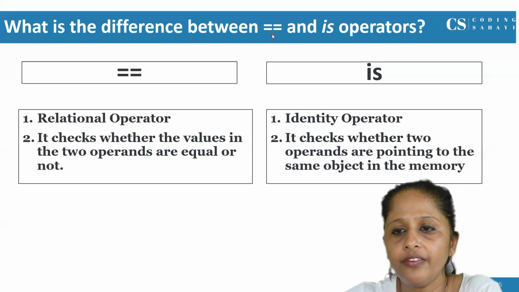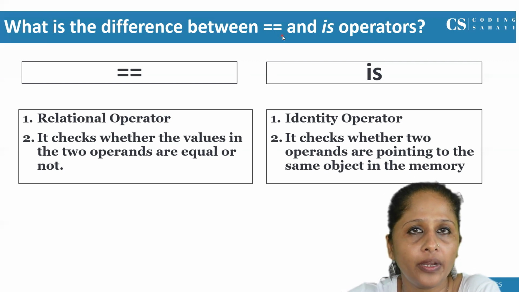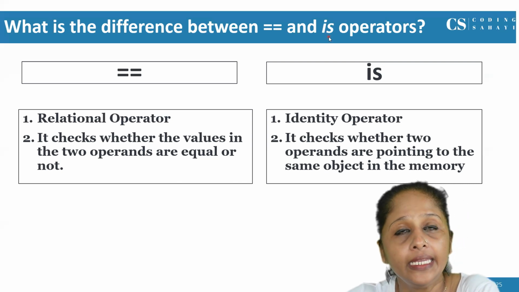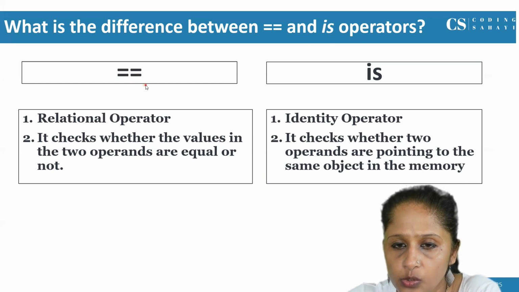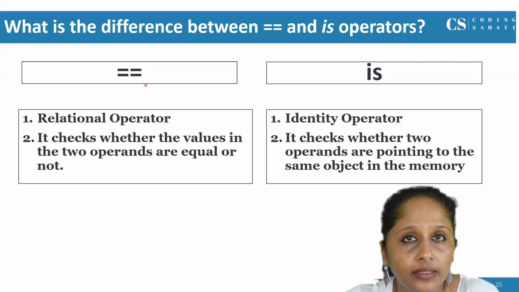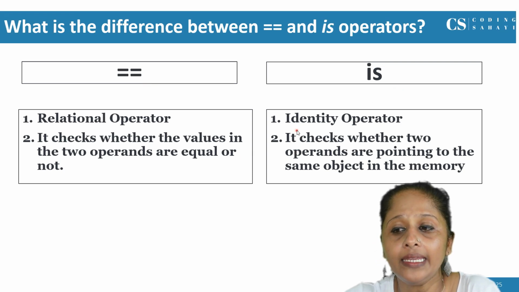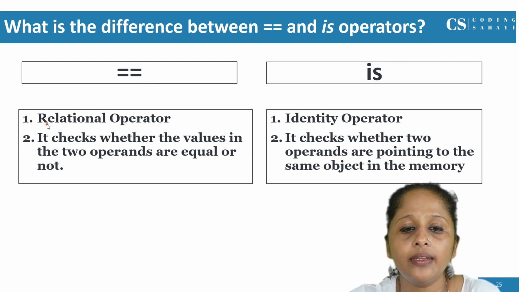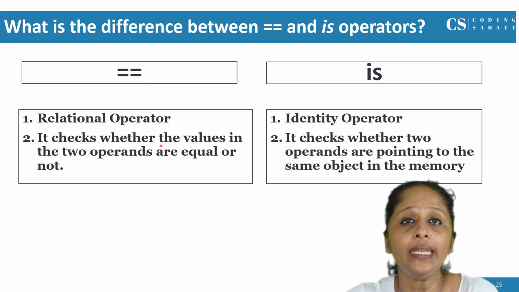So what is the difference between double equal to and the is operator? There are two operators we already studied, double equal to, that is the comparison operator, and the is operator. Let's see the differences between these two operators. The first one, double equal to, we already studied, is a relational operator. And is is an identity operator. So that is the first difference between double equal to and is.